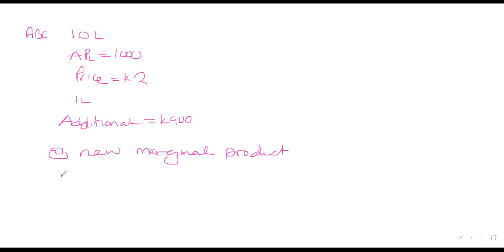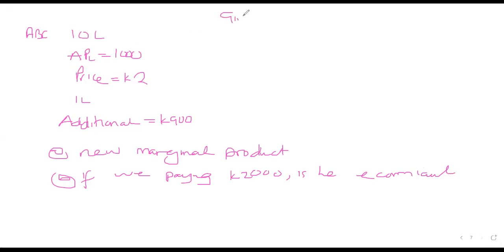Part B, if he's asking us to pay him 2,000 kwacha, is it worth paying that amount? Is he economical? We want to calculate using production theory. So number 1, what have we been given? The number of laborers. Laborers is 10.